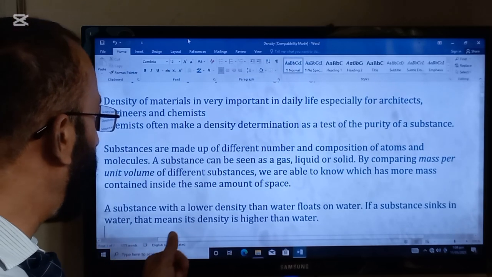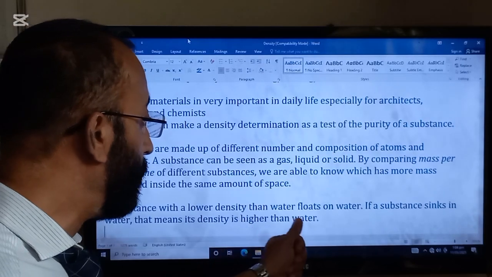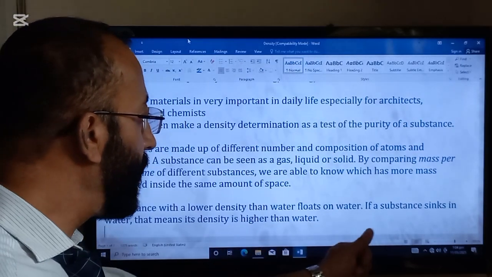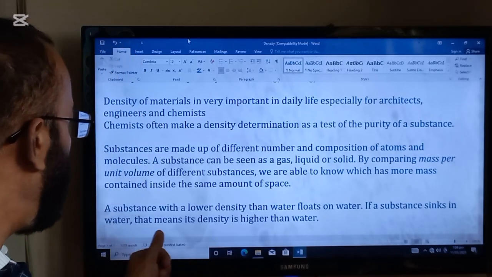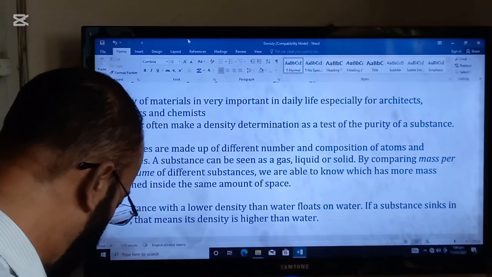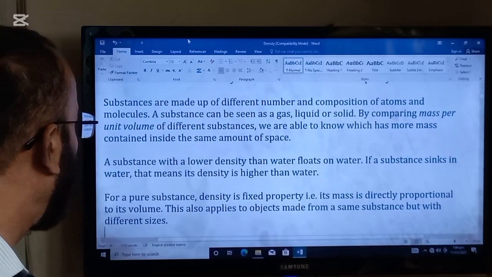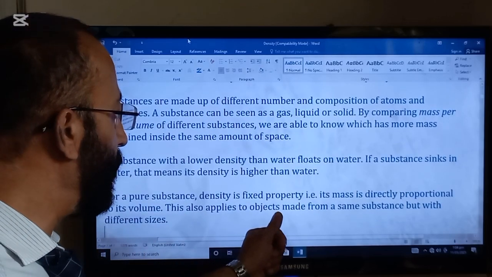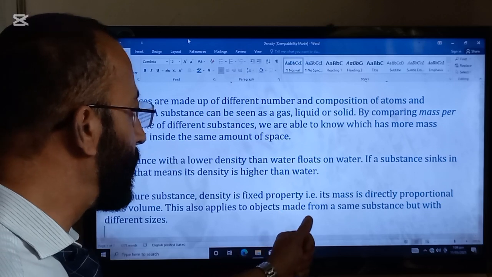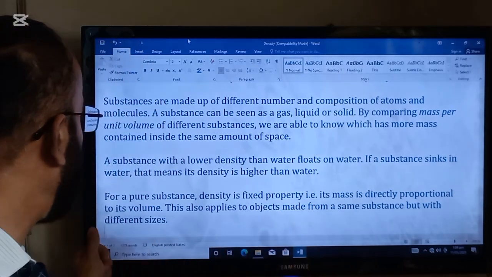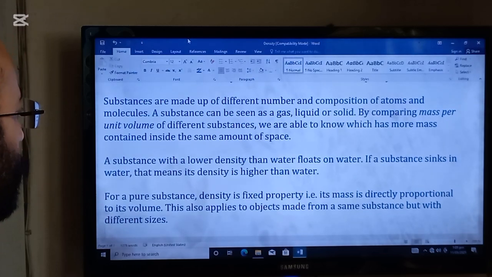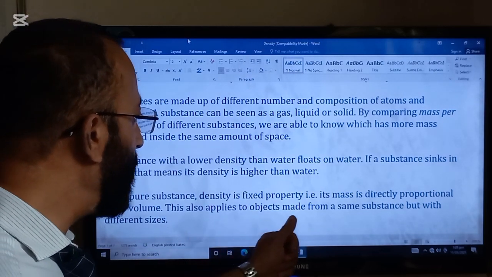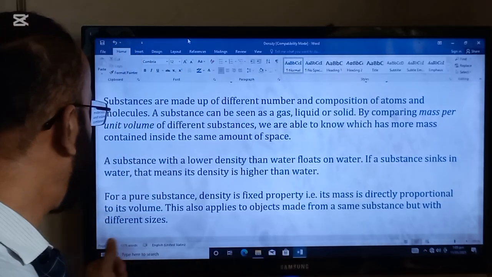A substance with a lower density than water floats on water. If a substance sinks in water, that means its density is higher than the water. For a pure substance, density is a fixed property. That is, its mass is directly proportional to its volume. This also applies to objects made from the same substance but with different sizes.